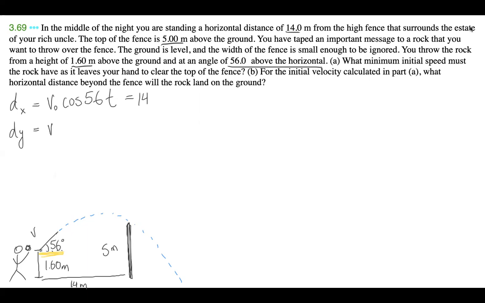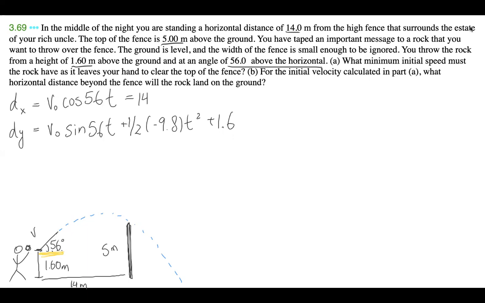Let's make that apply to our diagram and situation right here. So we have v naught sine 56 t, plus half of minus 9.8, which is our acceleration, times t squared, plus 1.6, because that's the distance that we're starting at, or the height that we're starting at.